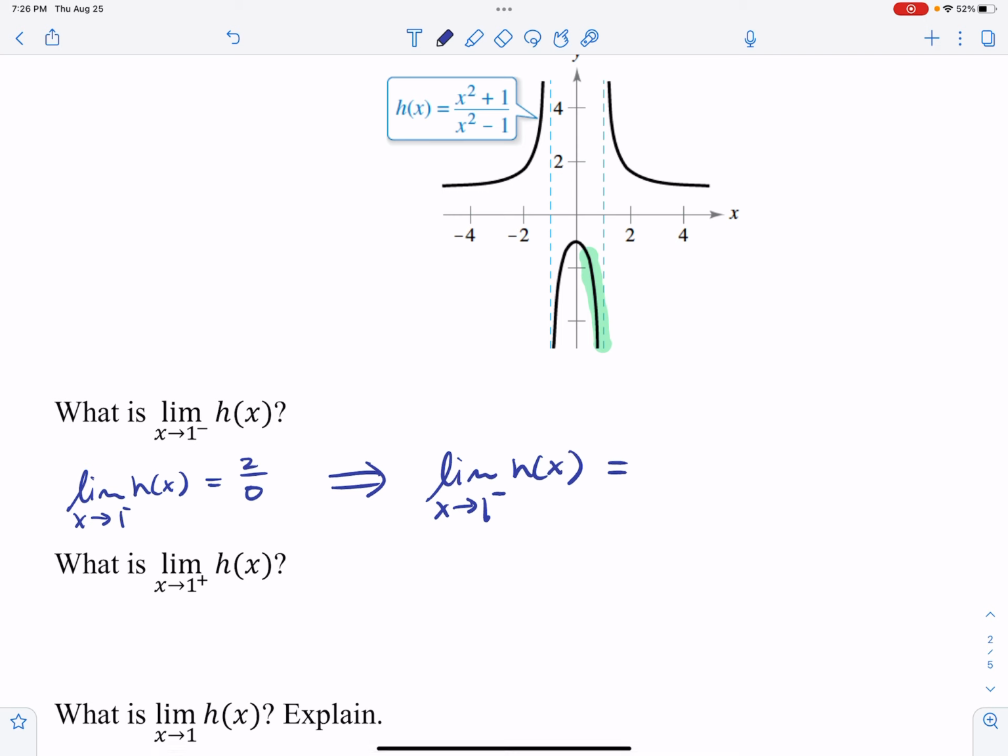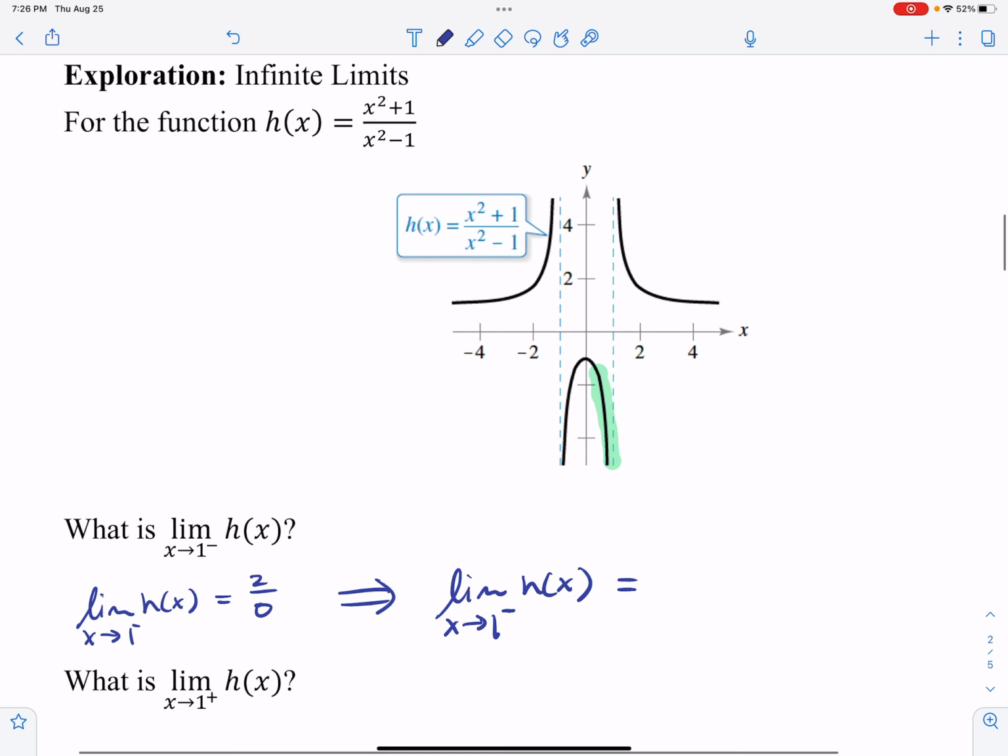So a value directly to the left of 1 could be like 0.999. And I think this would be easier to do in the factored form of the equation for h of x, right? Because the numerator won't factor, but the denominator would factor to x minus 1, x plus 1.